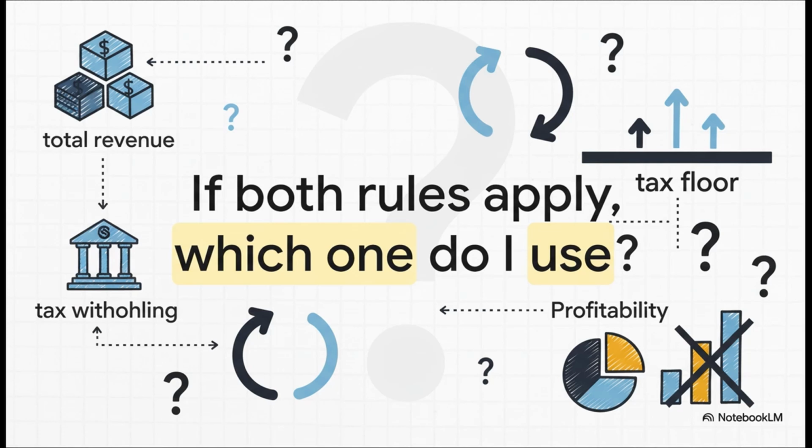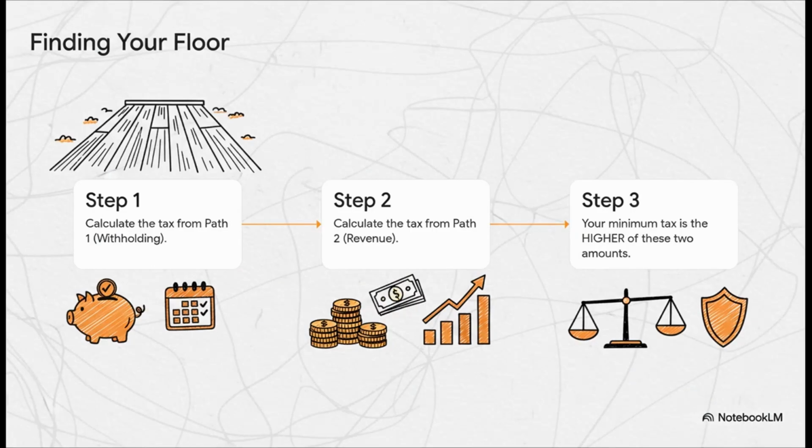What happens if both of these situations apply to you? What if you have some income with tax withheld and your total revenue is over the threshold? Which path do you follow? It's a super common question, and thankfully, the answer is pretty clear. It's actually pretty straightforward. You have to calculate both. You work out your minimum tax using the withholding method, and then you work it out again using the revenue method. Then you just look at the two numbers, and whichever one is higher, that is your minimum tax. It's a simple higher of the two rule.